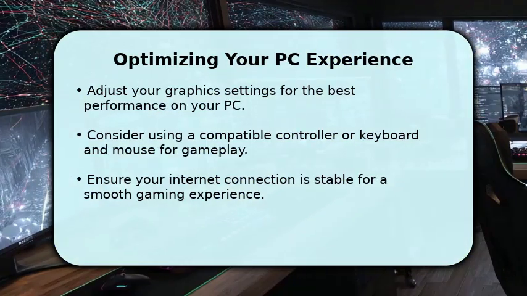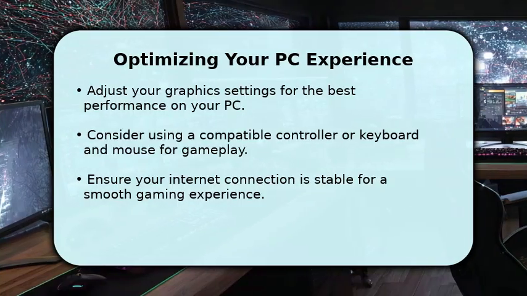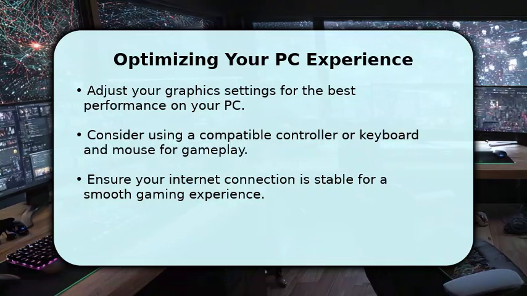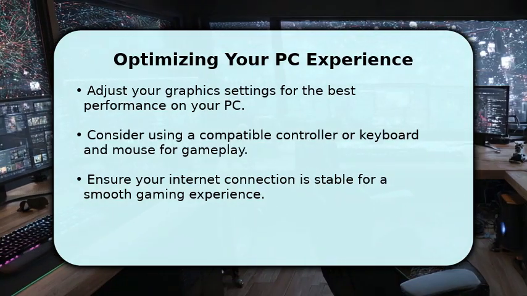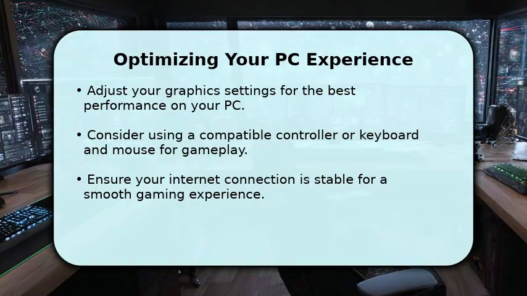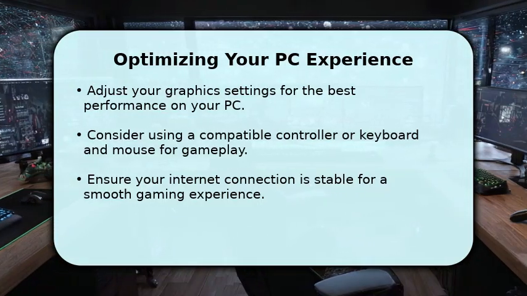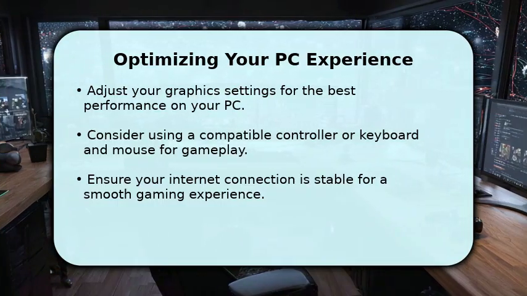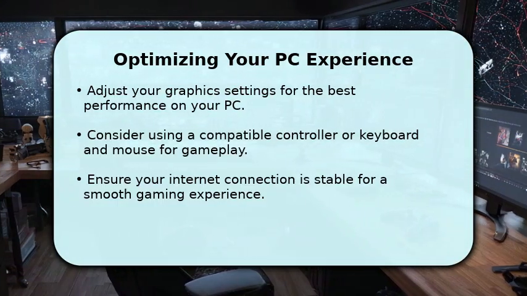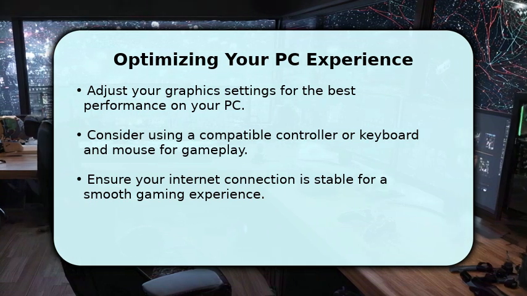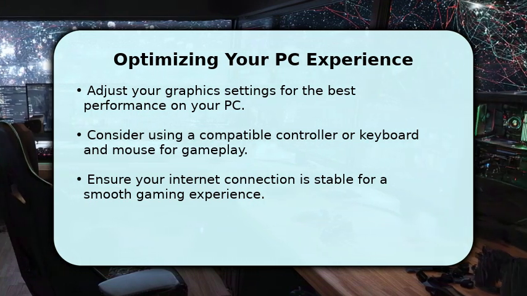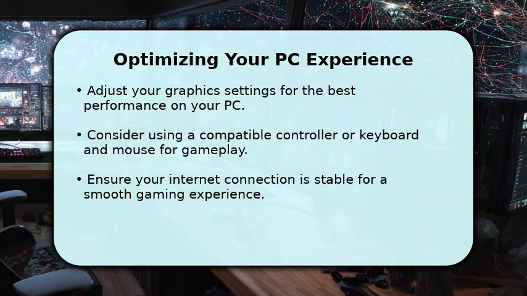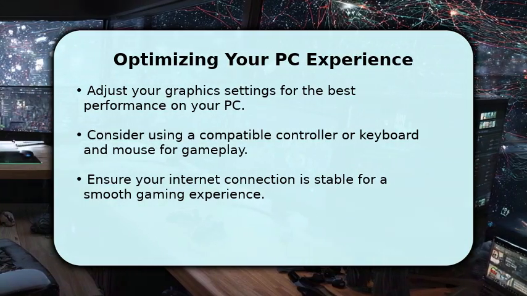To make the most of your Fortnite experience on PC, consider optimizing your settings. You can adjust graphics quality to match your computer's capabilities, aiming for a smooth frame rate, ideally 60 frames per second or higher. Decide whether you prefer playing with a controller, which many Xbox players are accustomed to, or switching to a keyboard and mouse for potentially greater precision. Finally, always ensure you have a stable and fast internet connection to minimize lag and enjoy uninterrupted gameplay with your friends.